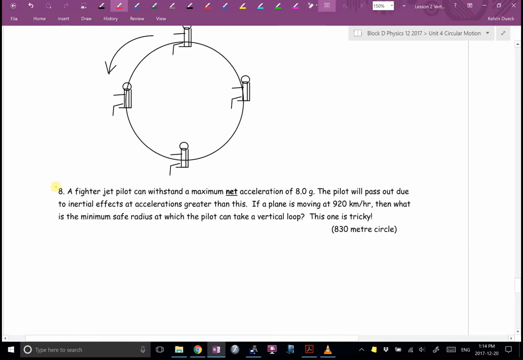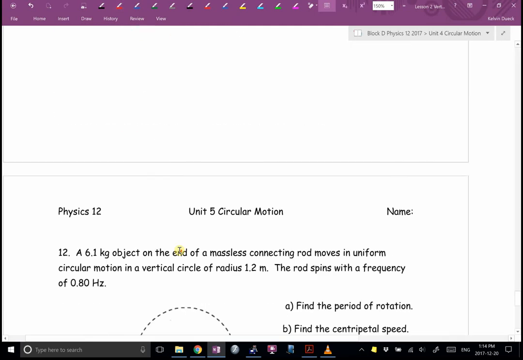Okay. Number eight is tricky, but I changed the wording of it. So it can withstand a maximum net acceleration of 8 g's. What does that mean? When you go winner minus loser, you'll get 8 g's. So to do number eight, you just want to say this: 8 g's equals mv squared over r. And that'll tell you the maximum speed this pilot can take this loop at. I think that's correct. I was always trying to do a normal free body diagram and normal force minus mg, and that knocked it down by one. I think that's the right way. If not, I apologize.